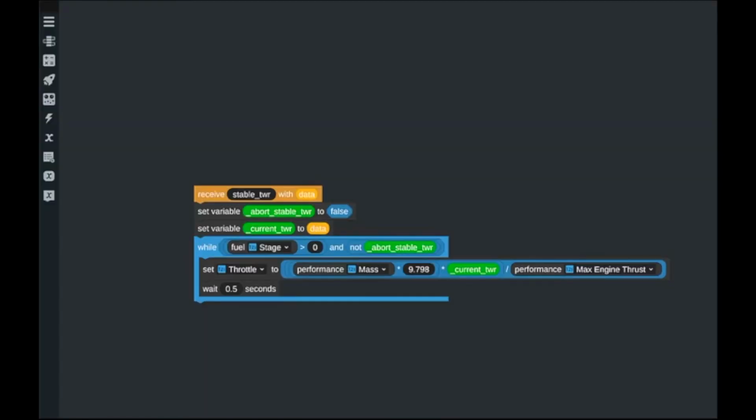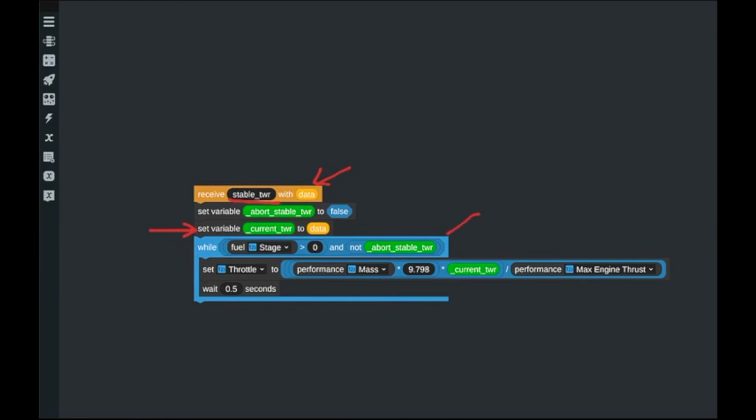Event receivers will execute whenever the specified message is broadcast and continue to execute in parallel with the main program and other event receivers until they have executed all of their instructions. Event receivers can also take a single input value. In this case, the input value is the thrust-to-weight ratio we want to maintain. However, in order to allow this to be changed while the receiver is running, we store it in a variable that our main program can update.